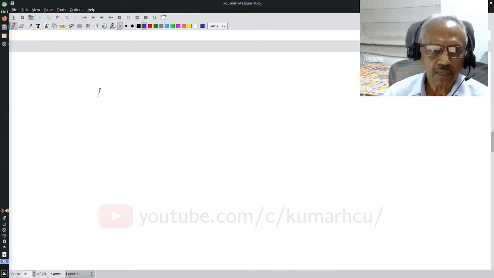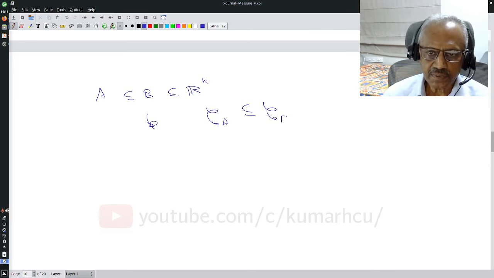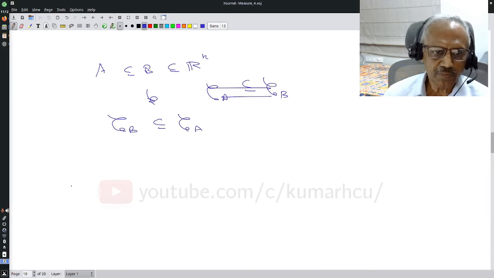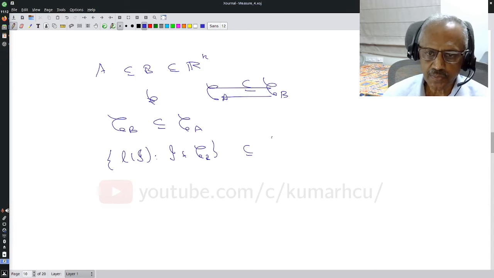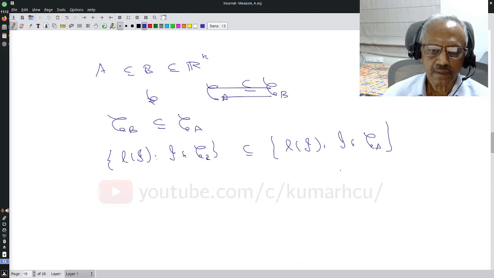Therefore, let's go back. Now, A is a subset of B and B is a subset of R^k. Therefore, C of B is contained in C of A. Every covering of B is a covering of A. Therefore, let us look at this object, the set of length of I for I in C of B. This is a subset of the set of length of I for I in C of A. Take any covering of B, then it's also a covering of A, therefore that L of I belongs to this. Therefore, this is a subset.